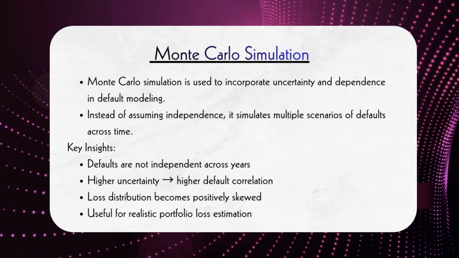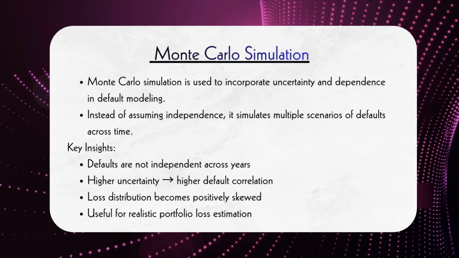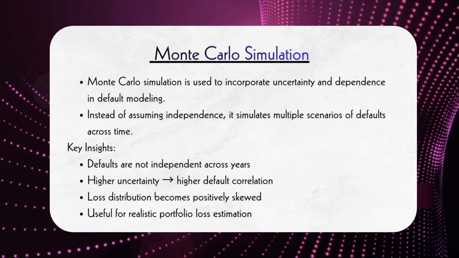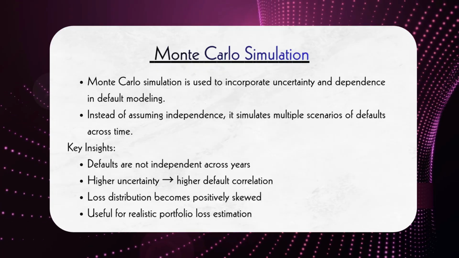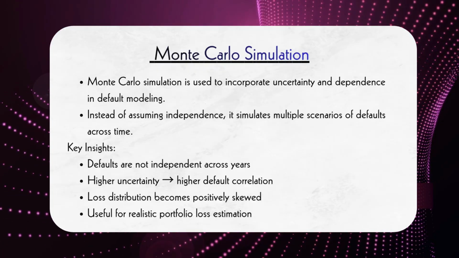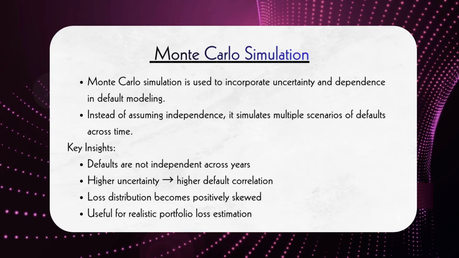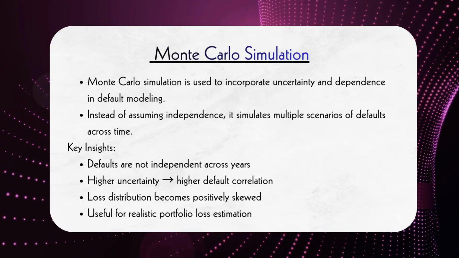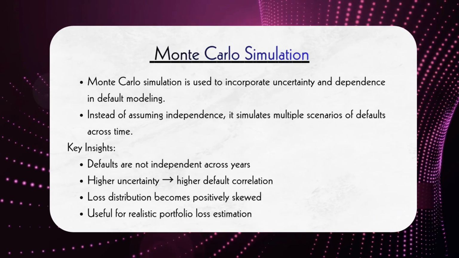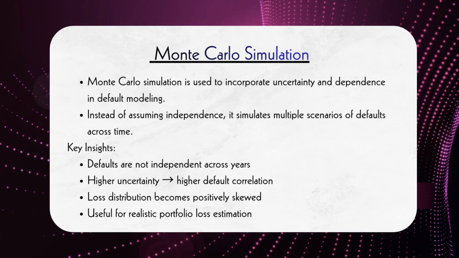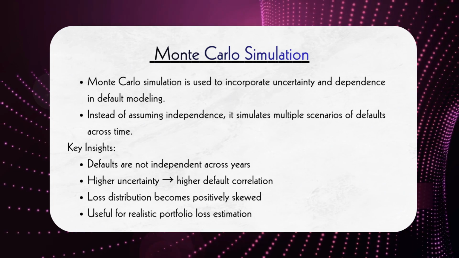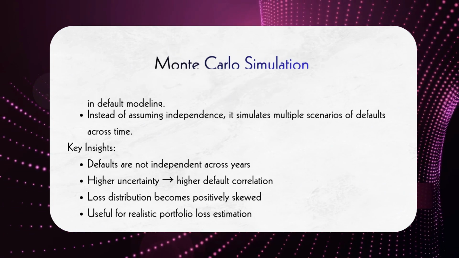Instead of assuming fixed relationships, we simulate thousands of scenarios. This helps capture the fact that defaults are not independent across time. For example, if defaults happened last year due to economic stress, they are more likely this year as well. As uncertainty increases, default correlation rises, and the loss distribution becomes positively skewed. This makes Monte Carlo simulation extremely useful for realistic credit VaR estimation.